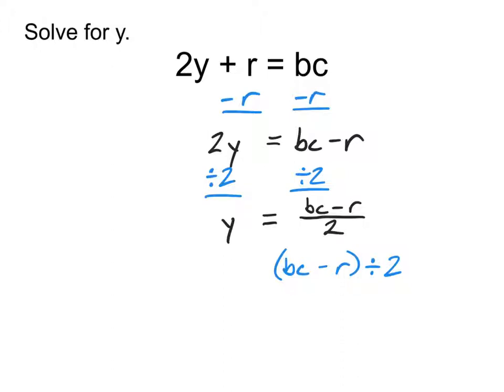You don't have to remember the parentheses. Because this right now says that the whole BC minus R is being divided by 2. This says that only the R is being divided by 2. And of course it's the whole side that's being divided by 2, so we would have to have the parentheses if you do it that way.